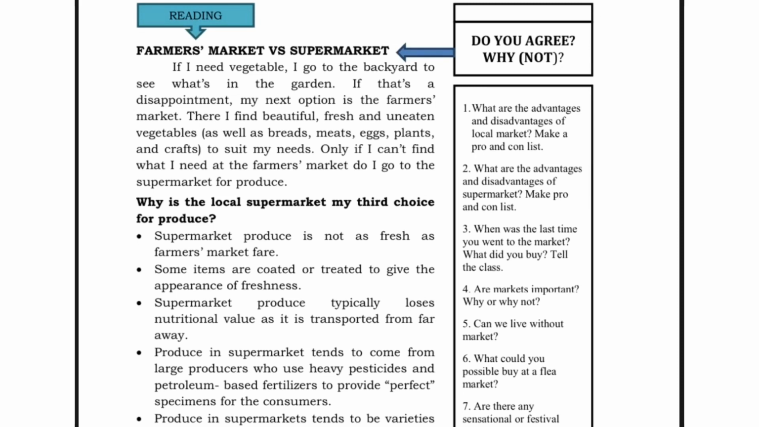If I need vegetables, I go to the backyard to see what's in the garden. If that's a disappointment, my next option is the farmers market. There I find beautiful, fresh, and unwaxed vegetables, as well as breads, meats, eggs, plants, and crafts to suit my needs. Only if I can't find what I need at the farmers market do I go to the supermarket for produce. Why is the local supermarket my third choice for produce?